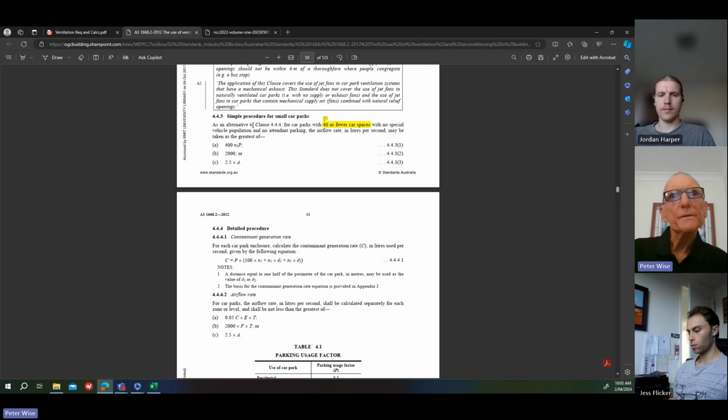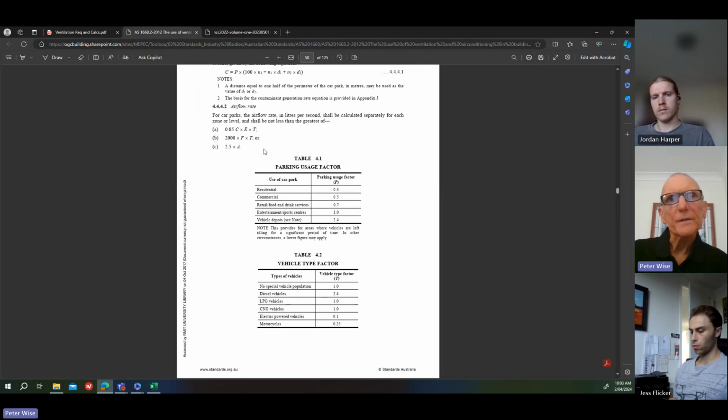So 4.4.3, simple procedure for small car parks with 40 or fewer car spaces. Whichever one of these, A, B or C, is the higher is the one you have to use. You don't pick the lowest one and say, I'll use that. It's got to be the highest of these three. So N1 and P: N1 is the number of cars in the car park, which in this case is 40 or less, and P is the parking usage factor. There's a table here, 4.1, which tells you this factor depending on what the building is used for.